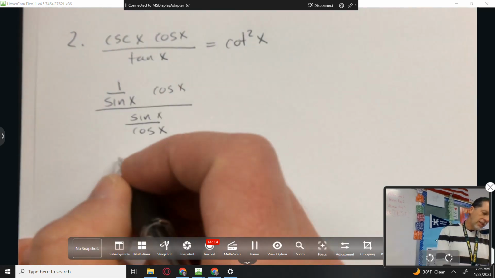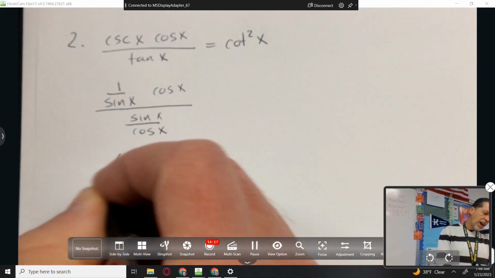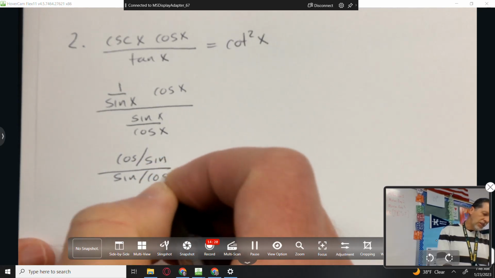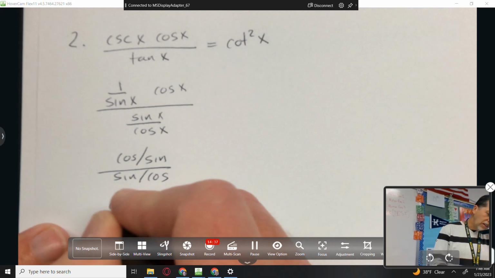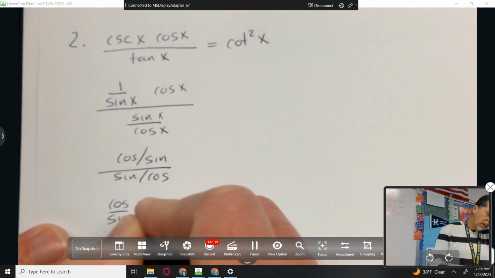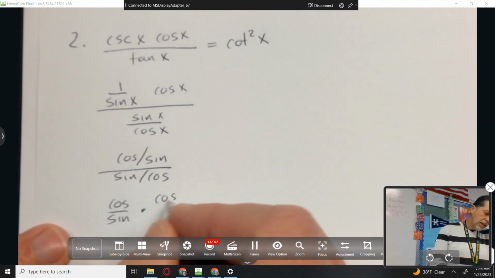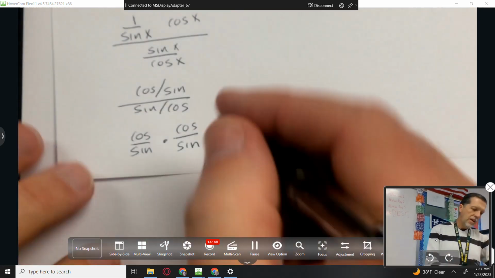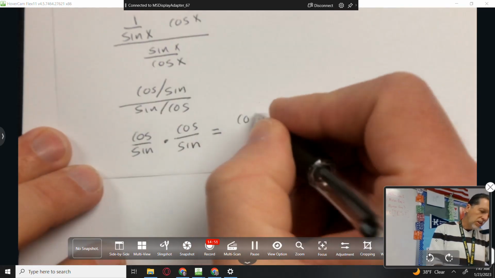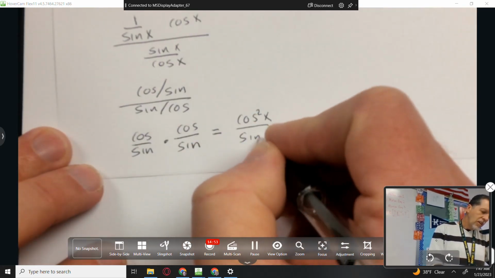Let's see, so that's cosine over sine over cosine. I dropped the x's because I'm lazy. I'll put them on at the end. What do we do when we're dividing fractions? Yeah, multiply by the reciprocal, keep it, change it, flip it, any of those things. So cosine over sine times, then we flip the bottom, cosine over sine. And I'm out of room, so I'm going to break my rule about working down the page. Cosine squared of x over sine squared of x.